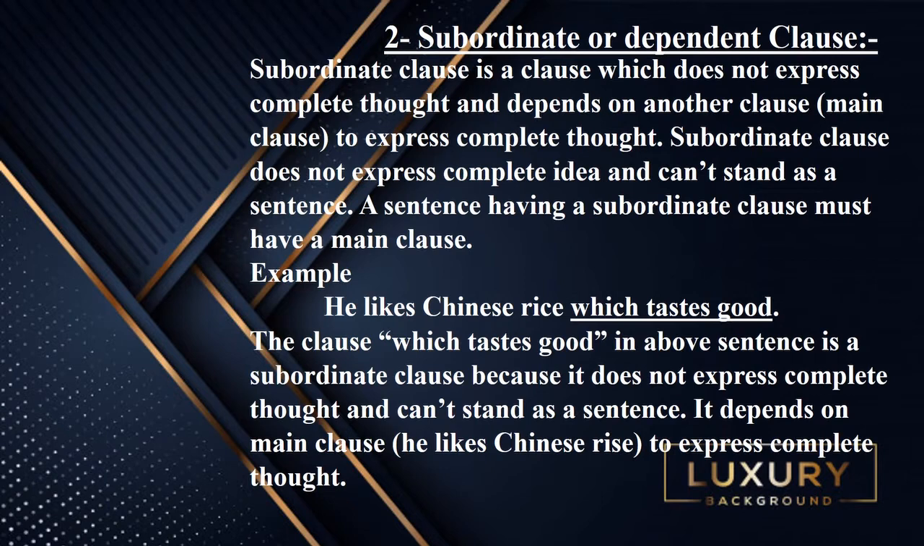For example, he likes Chinese rice which tastes good. The clause which tastes good in the above sentence is a subordinate clause because it does not express complete thought and can't stand as a sentence. It depends on the main clause, he likes Chinese rice, to express complete thought.